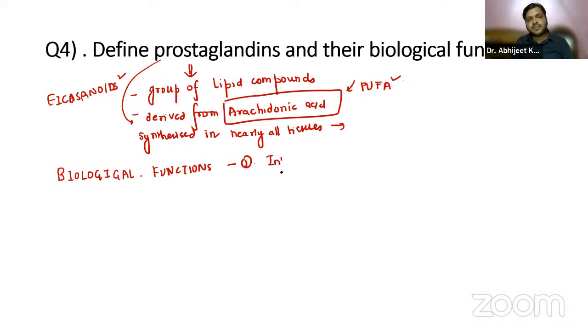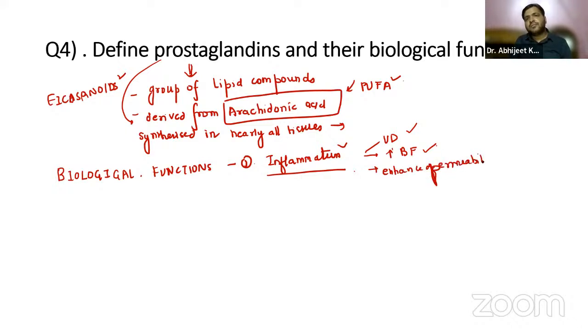firstly, as I've already discussed, they play an important role in inflammation. They are key mediators of the inflammatory response. They promote vasodilation, increase blood flow, and enhance the permeability of blood vessels. Obviously, if permeability is increased, they contribute to redness, rubor, heat, swelling, and pain associated with inflammation.